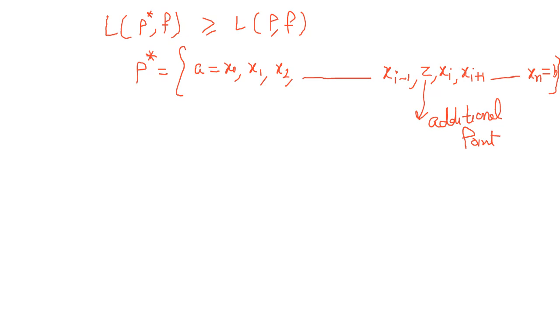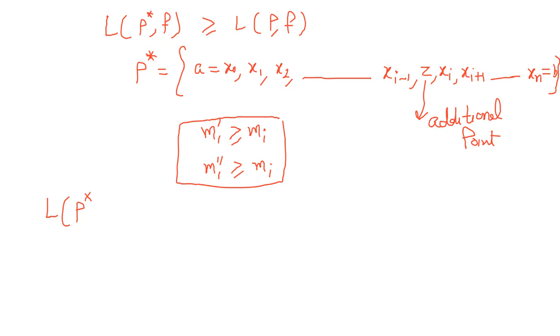What we have done here, we are already considering that m1 dash is greater than or equal to mi and m1 double dash is greater than or equal to mi. This is for P. Now we are considering L(P star, f). From here we are starting L(P star, f).